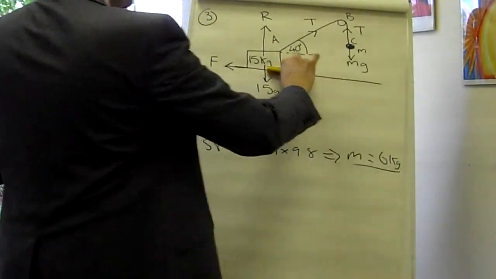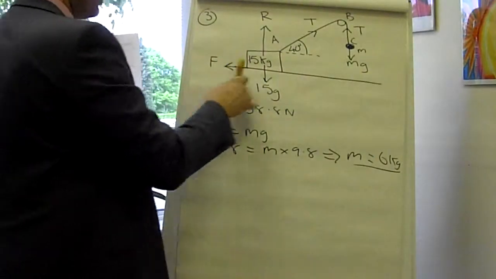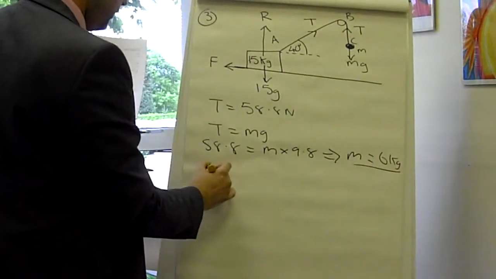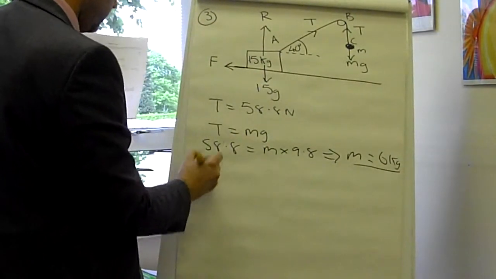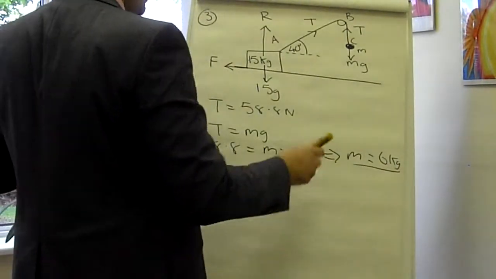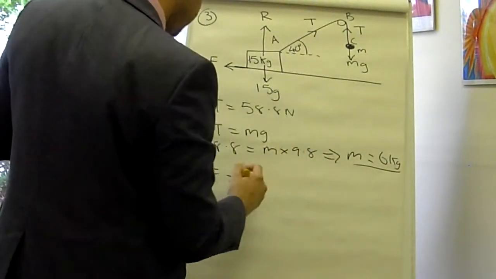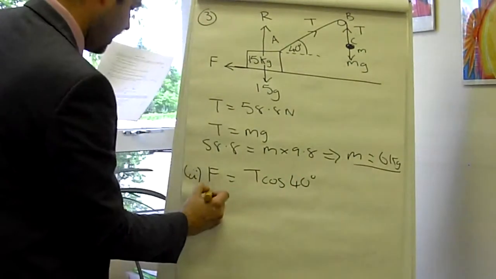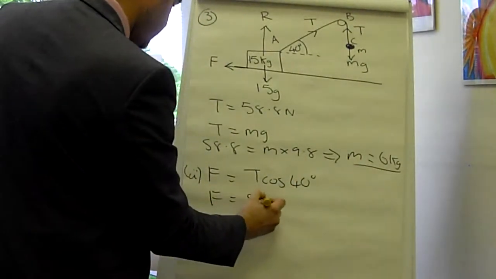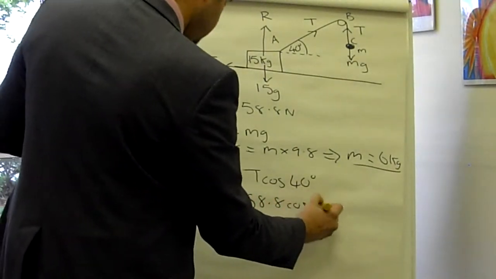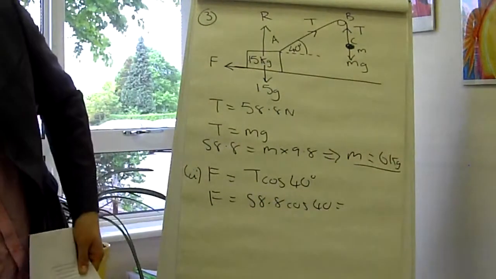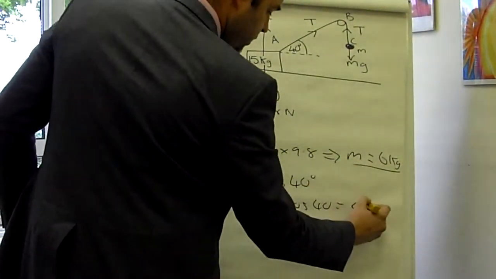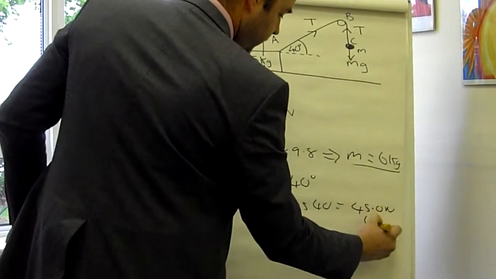Well, the frictional force is acting horizontally, so I'm going to resolve forces horizontally. So in this direction, we have a force F. So this is part 2. And in the other direction, we have T cos 40. Those are the only forces that are acting horizontally. So that means F equals 58.8 cos 40, and that gives us a value of 45.0 newtons to 3 significant figures.